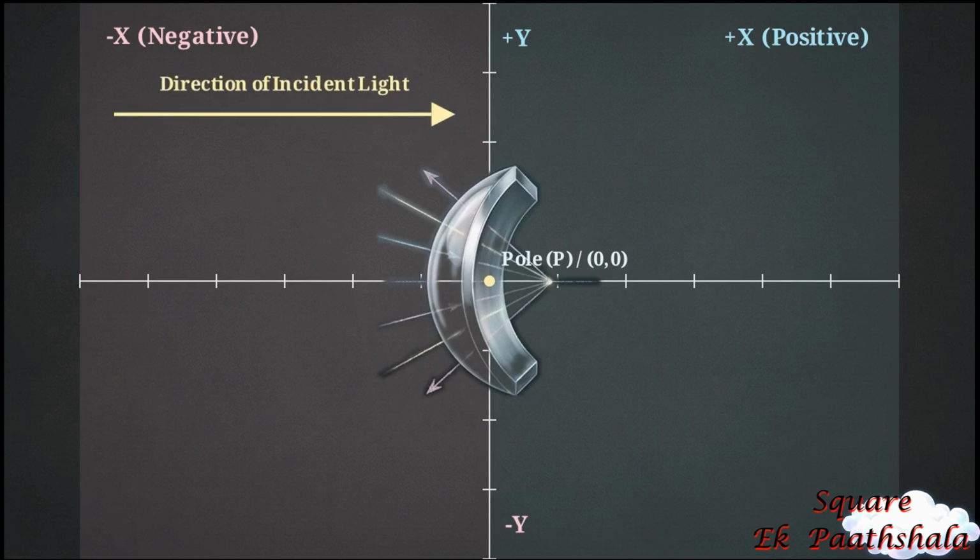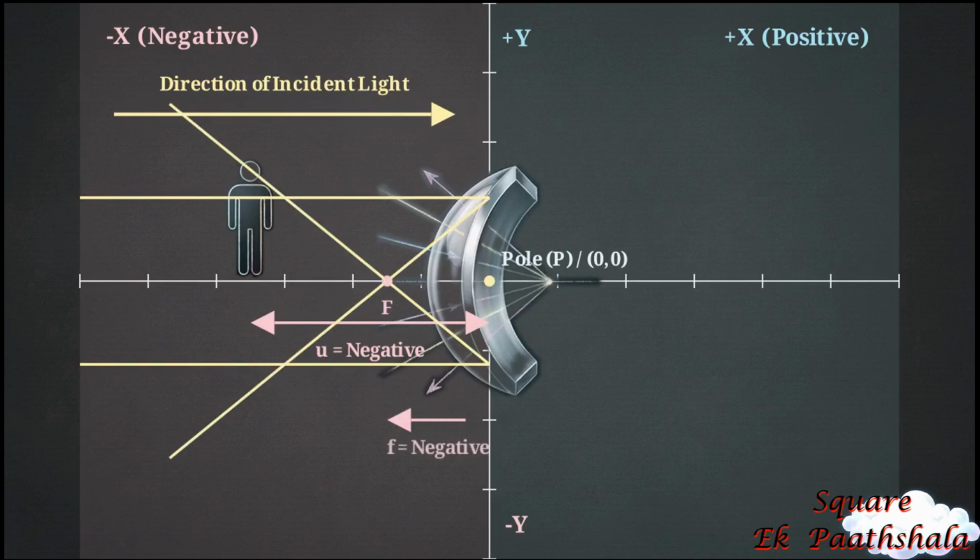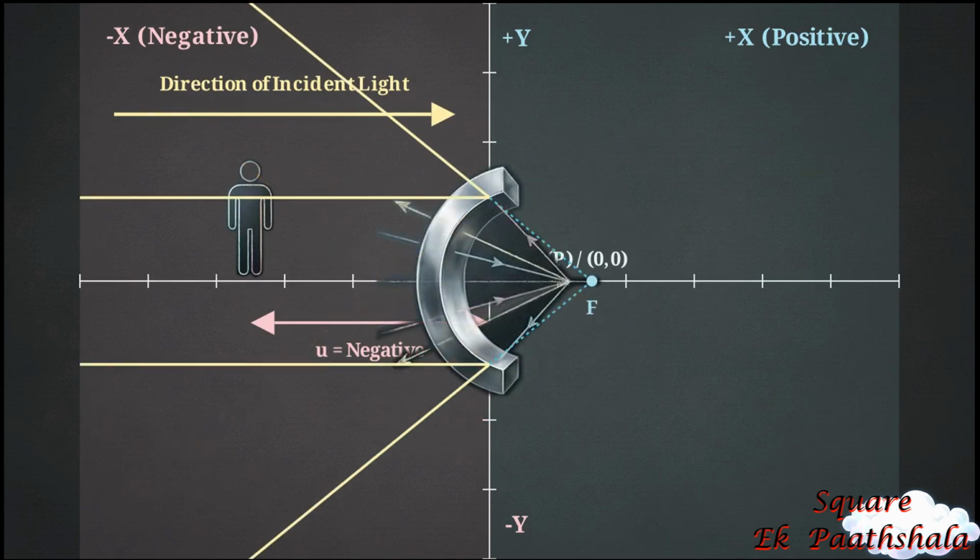Because light travels from left to right, we measure against the flow. Therefore, the object distance, or U, is always a negative number. Since a concave mirror focuses light in front of itself on the left, its focal length is negative. A convex mirror focuses light behind itself on the right, making its focal length positive.